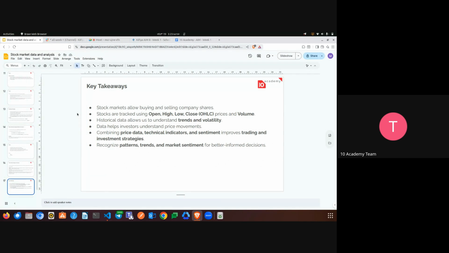Key takeaways from this stock market data analysis concept: the stock market allows buying and selling company shares. The stocks are tracked using open, high, low, close, and also volume. We will see this in our demo. Historical data allows us to understand trends and volatility. Data helps investors understand price movements. Combining price data, technical indicators, and sentiment improves trading and investment strategies. And recognizing patterns, trends, and market sentiments leads to better informed decisions. So these are the key takeaways from our course. We will move to our demo.